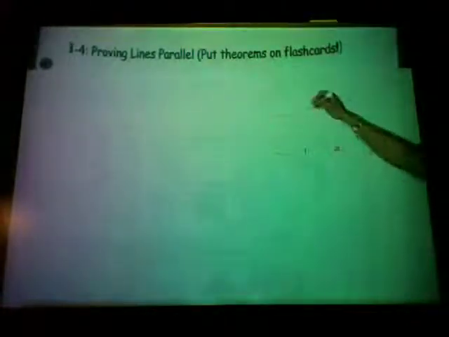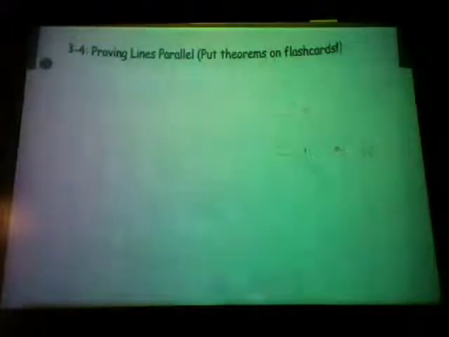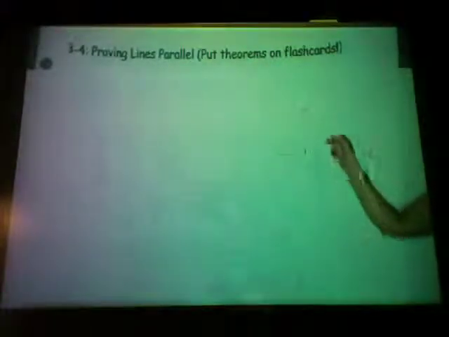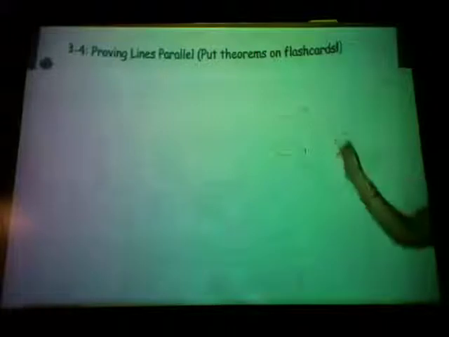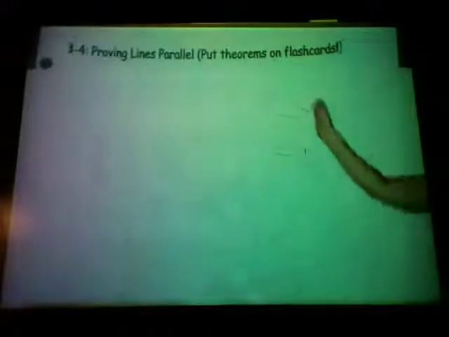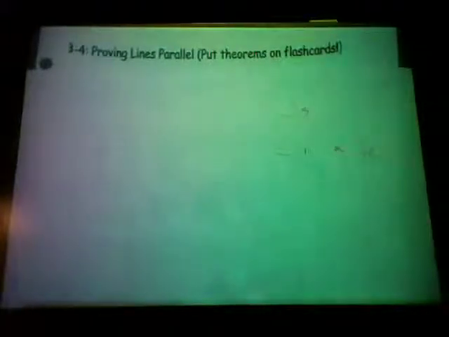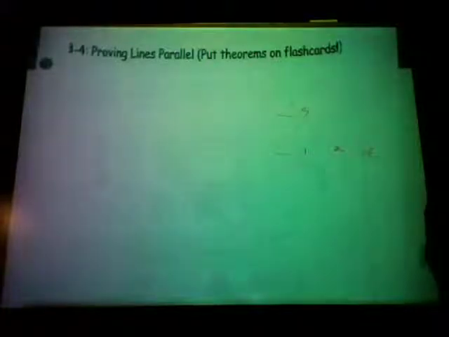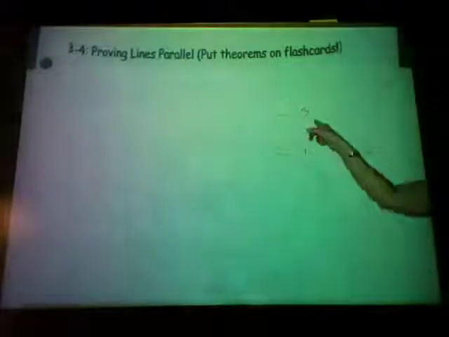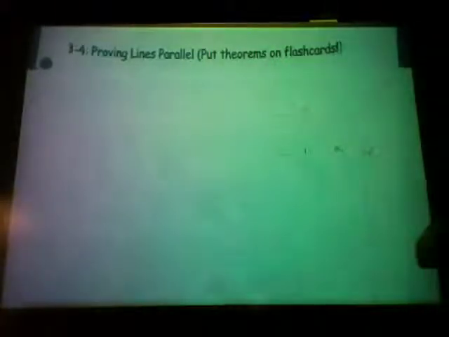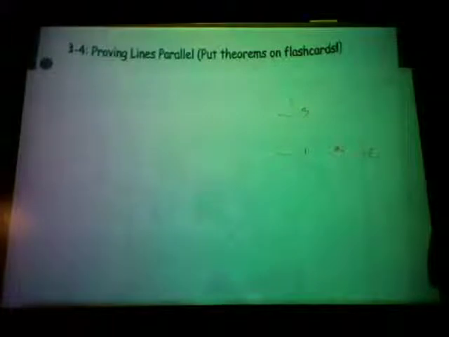Now, if I were looking at this angle and this angle, 2 and 3, and if I told you that these lines were parallel, 2 and 3 are still corresponding, but now those are congruent because they're on parallel lines. So all the angle relationships hold true whether or not the lines are parallel. However, if they're congruent, then the lines are parallel. Or if you have consecutive interior angles and they're supplementary, then the lines are parallel.